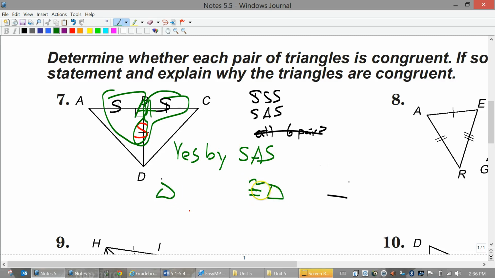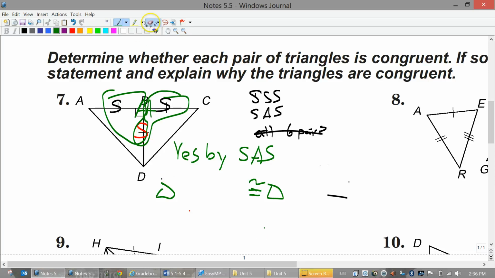These directions, guys, ask us for 3 different things. If you read the directions, are the triangles congruent? If they are, explain your reasoning. SAS is our reasoning. Okay? If they are congruent, and you've explained your reasoning, give me the congruent statement from that.